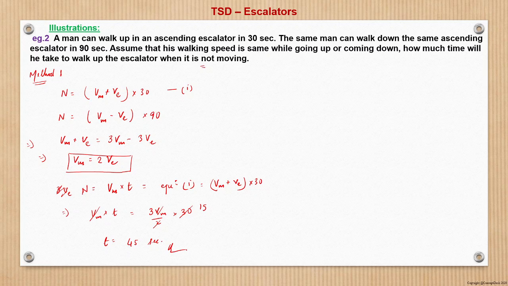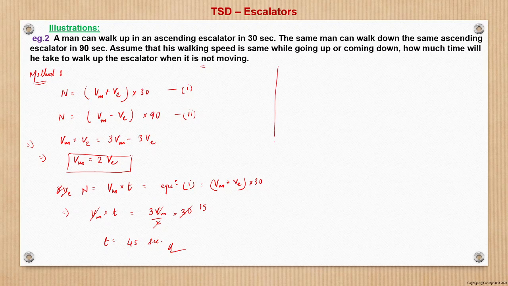Conventionally, we dealt with all the three scenarios. Scenario 1, when the escalator is moving and they are going in the same direction. Scenario 2, when the escalator is moving but the man and the escalator are going in opposite directions. And scenario 3, when the escalator is not moving and the man is walking on the escalator at a speed of Vm steps per second. With these three equations we solved and got the answer.